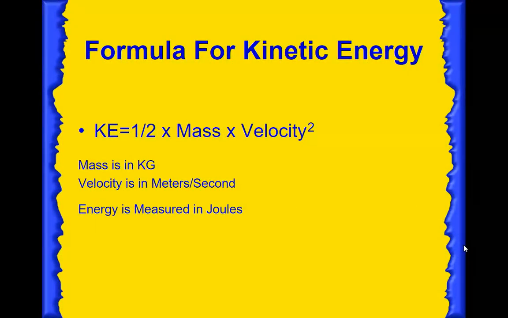Here's the formula which we'll be using soon with the next assignment. Kinetic energy is equal to 1/2 times the mass of the object times its velocity squared. The mass is going to be in kilograms, not kilometers. I'm sorry. The velocity is going to be in meters per second, and energy is measured in joules.